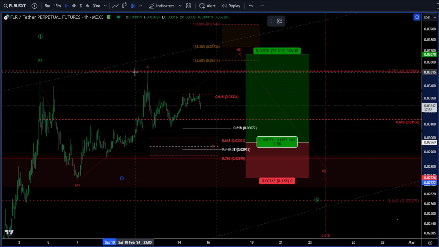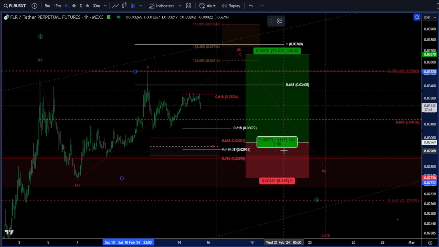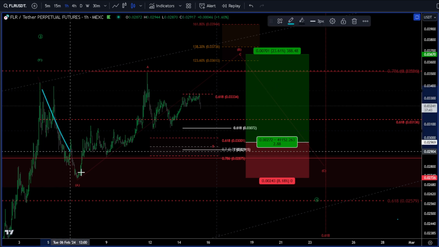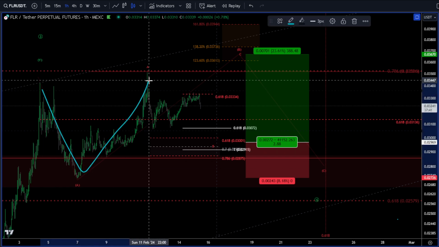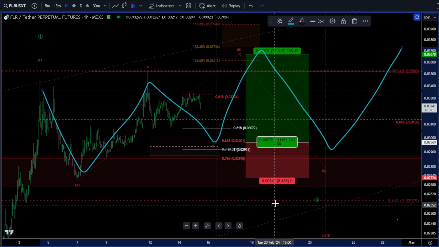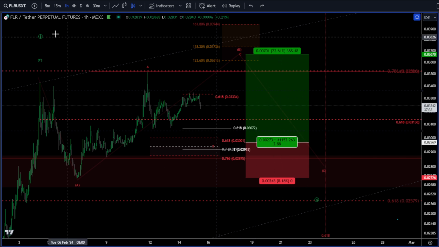And whenever this B wave within the B ends, I will be targeting the 1-to-1 extension for the move to the upside. So the way we're expecting this to move is our A wave, B wave, C wave, and then we go up for our 5th. So this is the trade setup I'm looking at.